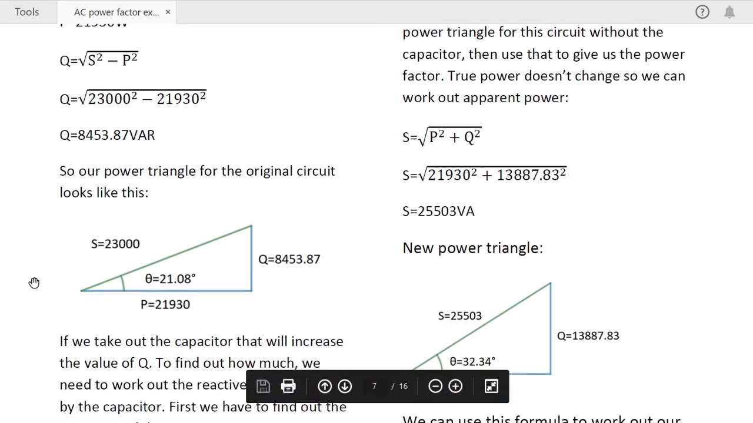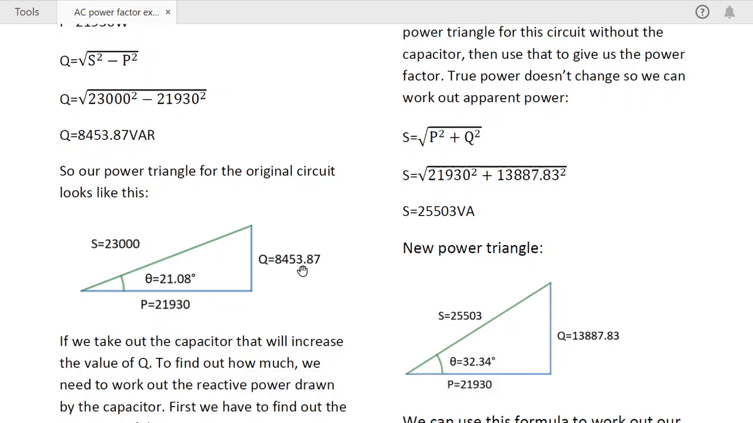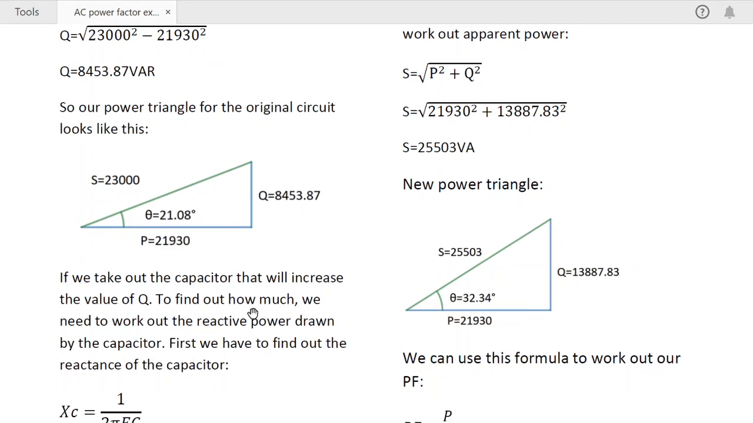Again, this is to scale, trust me it is. S 23,000, Q 8,453, P 21,930. It gives us a phase angle, by the way, of 21.08. It wasn't asked in the question, but I'm just putting it in there to make it interesting for you. So if we take out the capacitor, that's going to increase the value of Q. Remember, we've put that capacitor in to correct our power factor, so that has brought the Q down.